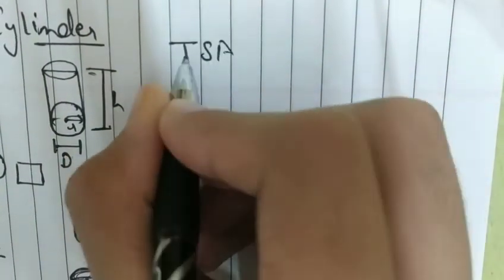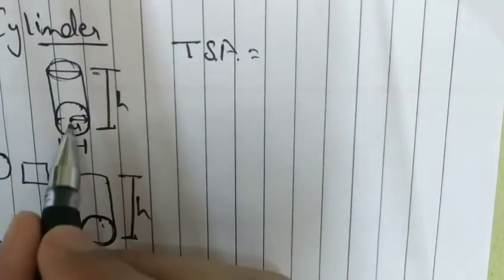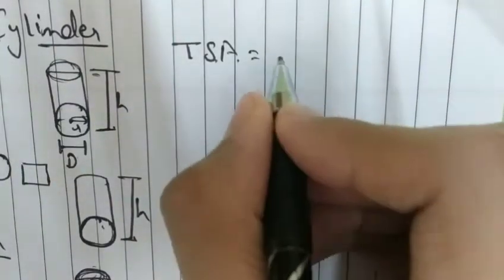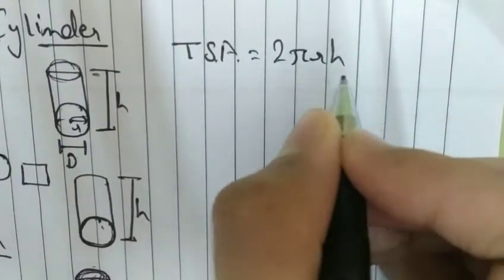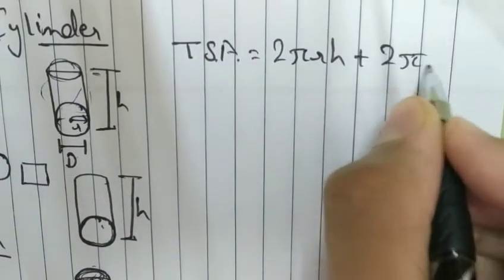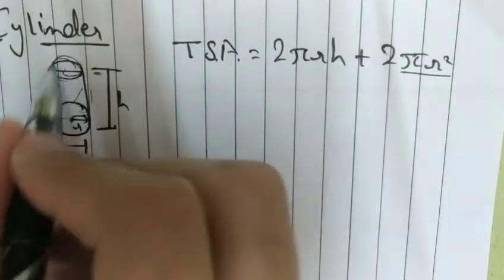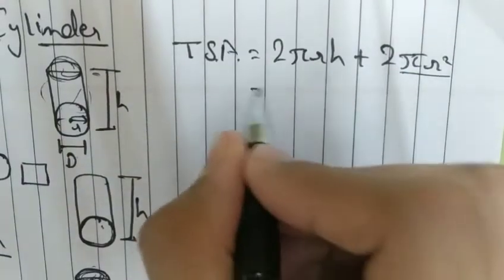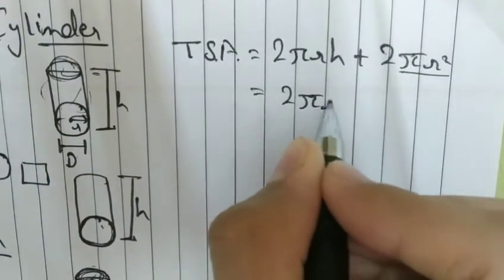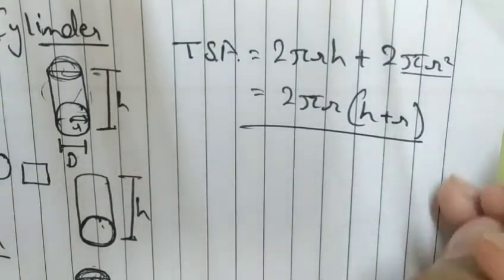So to find total surface area, that is TSA, we will add the area of both circles, up and down, base and the top. So 2 pi r h, that is side curved surface area, plus 2 pi r square. Why 2 pi r square? Pi r square is area of one circle. Two circles, so 2 pi r square. Now we will take common 2 pi r and h plus r here. So this is the formula of total surface area of cylinder.